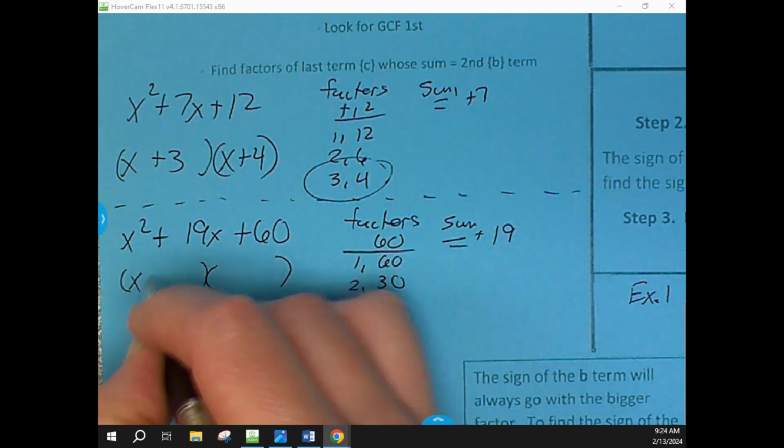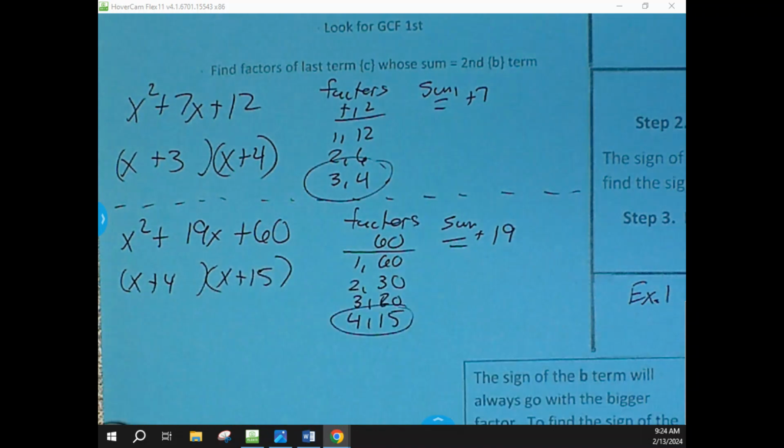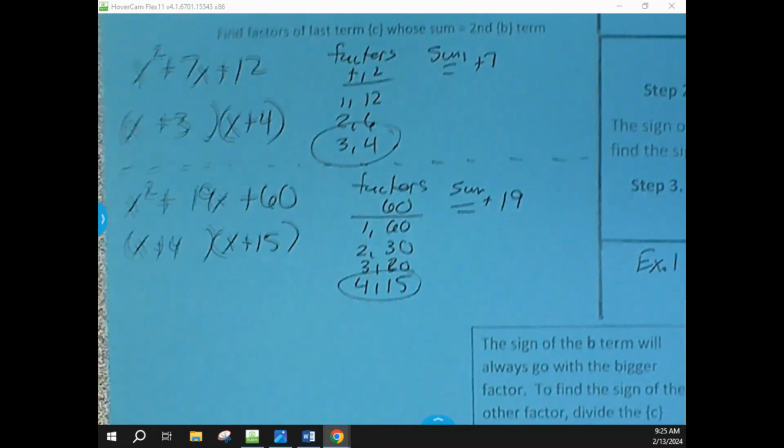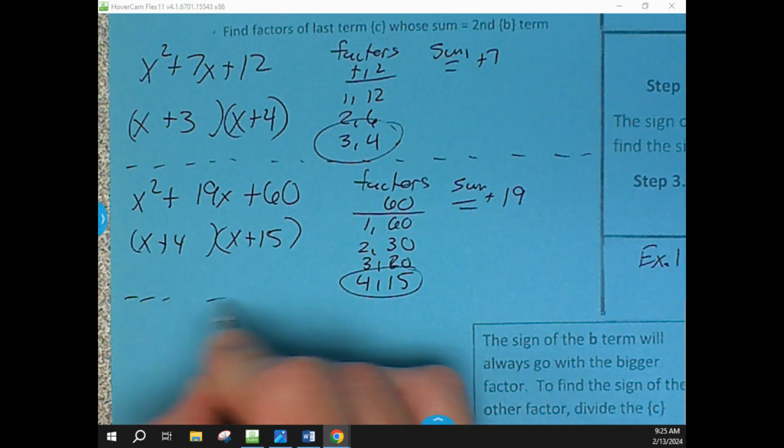Okay, so we're going to put an x plus 4 and an x plus 15. Again, which one you put first doesn't matter. If you do x plus 15 and then x plus 4, that's fine. Okay, and again, the only thing you really have to be careful of for these is just with your negatives.